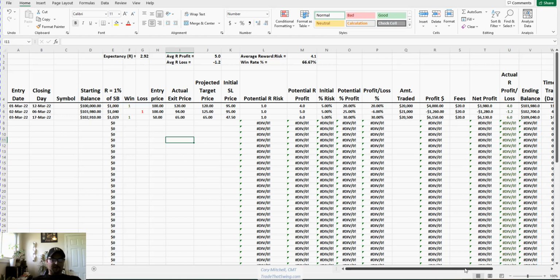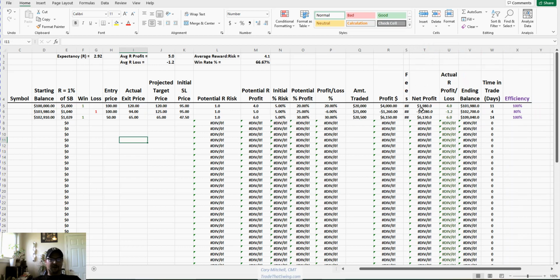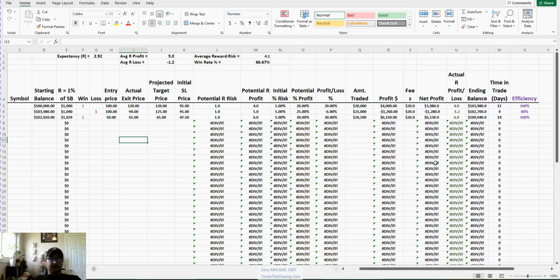The fees column you can delete if you want. It's not particularly necessary if you don't pay fees. At the same time, you could also just leave it. There are a couple formulas tied to net profit, and you just have to tie those to profit if you wanted. So yeah, you could just squeeze these columns together if you didn't really need them.